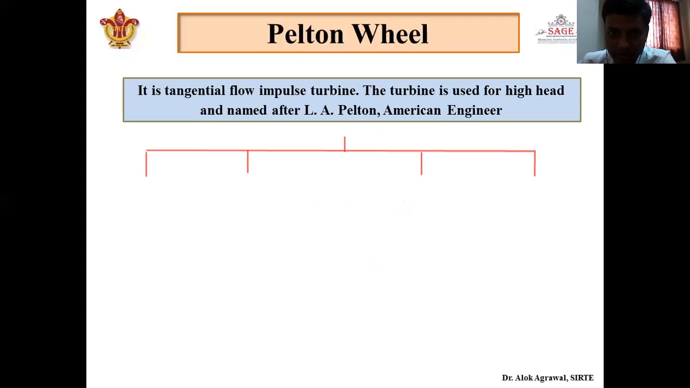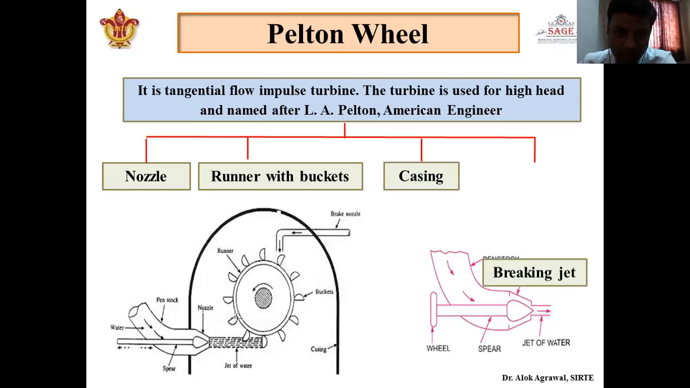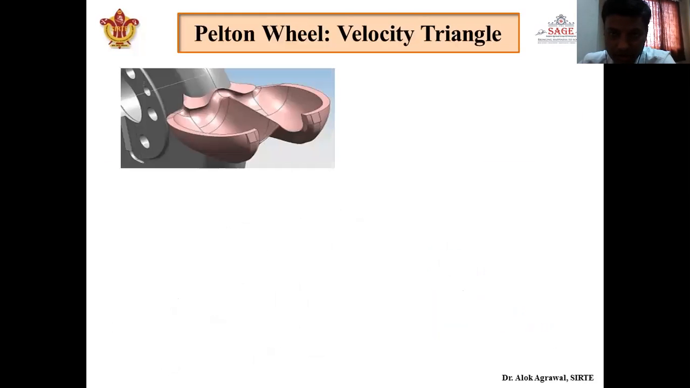So for a quick recall, I am showing what we have done in the last lecture. This is the construction, which consists of four important parts: nozzle with regulating arrangement, runner with bucket, casing, and braking jet. We have discussed the function of each component in our last class. Next, the most important thing is velocity triangle.